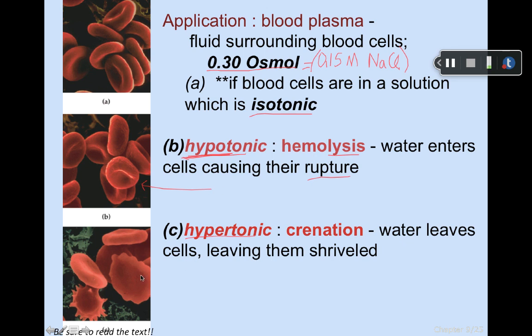If the opposite is true, the solution around the cells is hypertonic. That means there's more solute outside the cells, and so the water is going to tend to leave the cells, leaving them shriveled, and the name for that is crenation. It's a funny word, but it's interesting. It's a way of describing these shriveled blood cells. And so crenated cells are in hypertonic solution because the water is leaving the cells to go to the side of the membrane that has more solute.